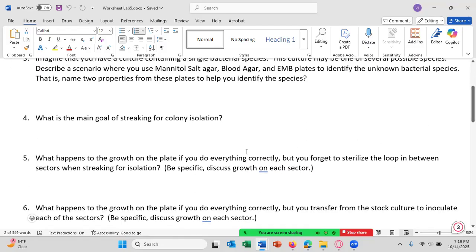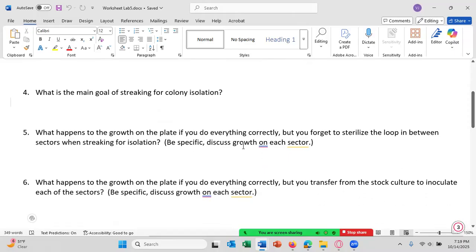4. What is the main goal of streaking for colony isolation? 5. What happens to the growth on the plate if you do everything correctly, but you forget to sterilize the loop in between sectors when streaking for colony isolation? Be specific. Discuss the growth on each sector. I will not know the correct answer if you do not discuss how much growth is on each sector. And once again, it also says you're doing everything correctly.